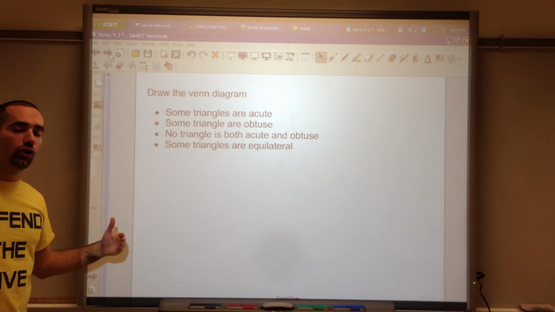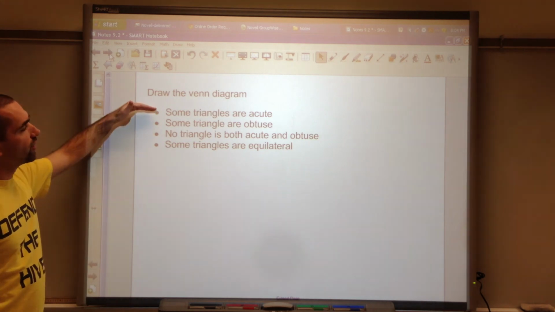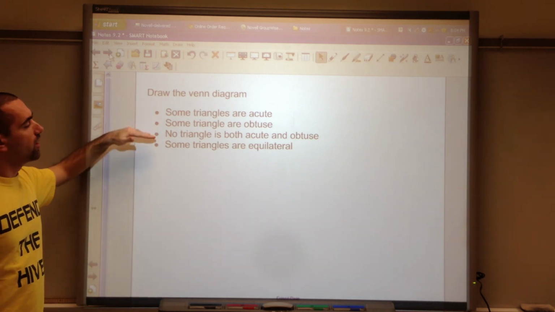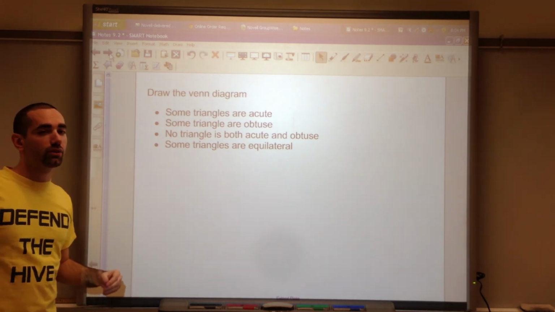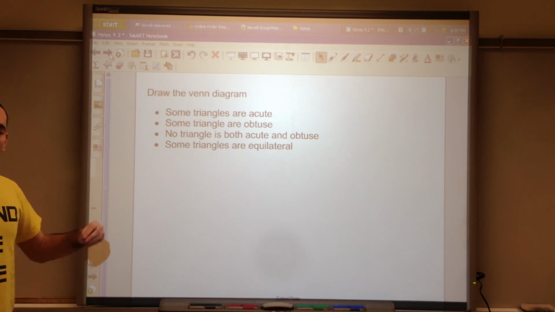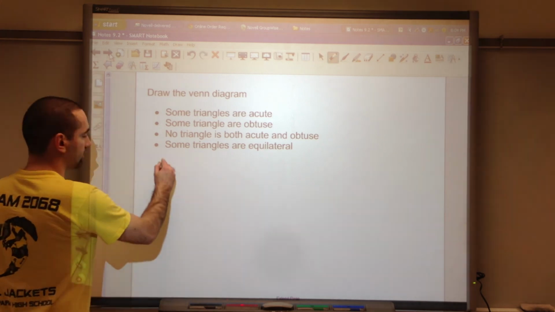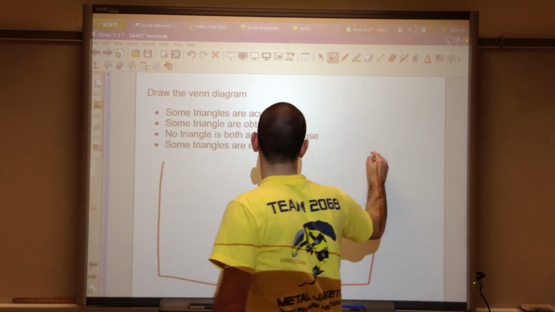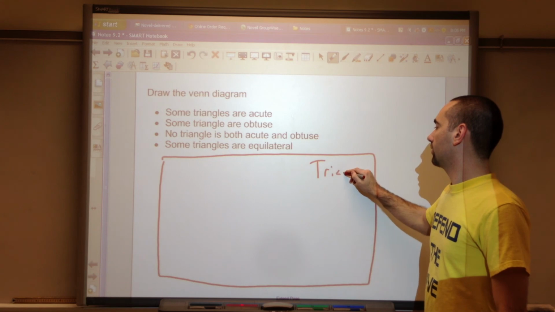Let's construct a Venn diagram. Let's see the information we have here. Some triangles are acute. Some triangles are obtuse. No triangles both acute and obtuse. Some triangles are equilateral. Notice it's always saying triangles. So I'm going to go ahead and make a big box. This big box represents triangles.